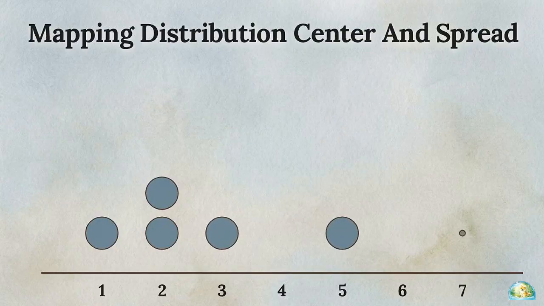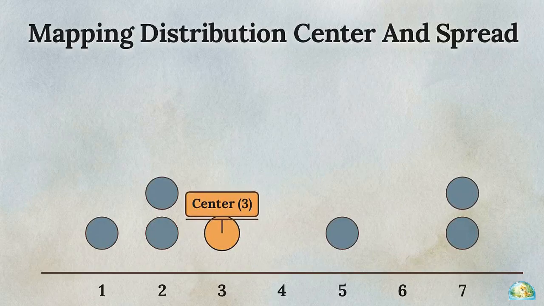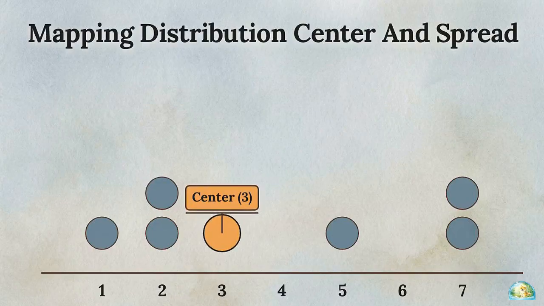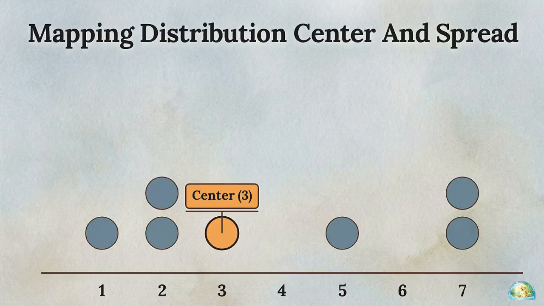Translating a list into a graph makes the distribution visible. Now that we have a shape, we can identify the middle value. In this set, the center is 3 books. We can describe the physical spread as moving from 1 to 7.